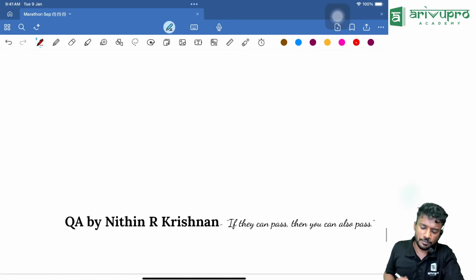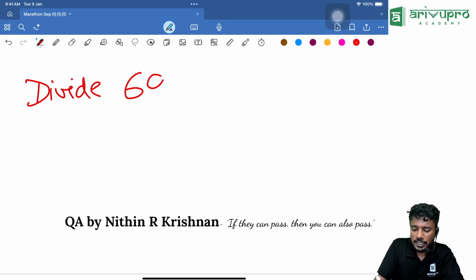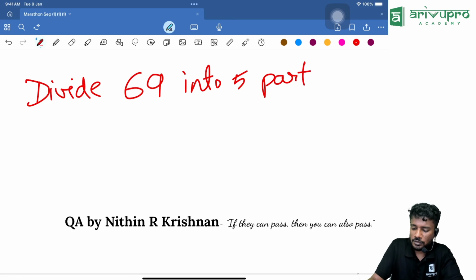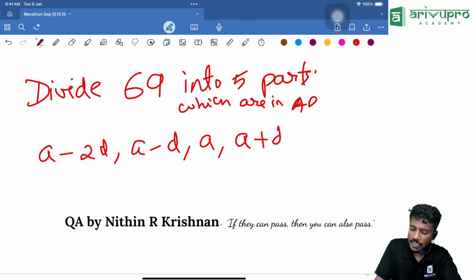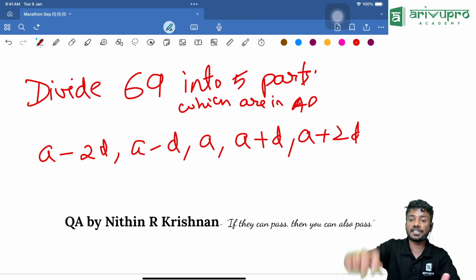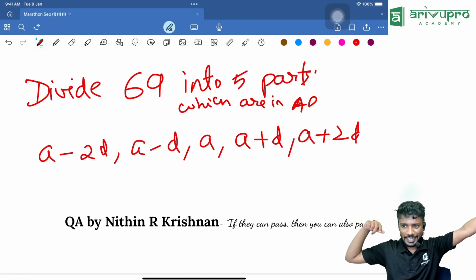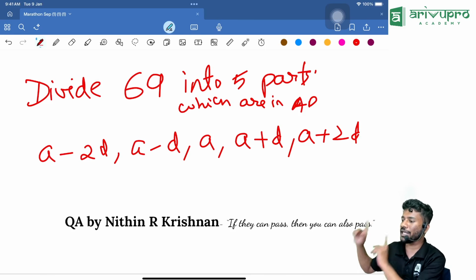What if I give you another question? Divide 69 into 5 parts which are in AP. So what will be our assumption? a minus 2d, a minus d, a, a plus d, a plus 2d. This is the assumption. Keep that in mind. What if it is like 7 parts? a minus 3d, a minus 2d, a minus d, a, a plus d, a plus 2d, a plus 3d.